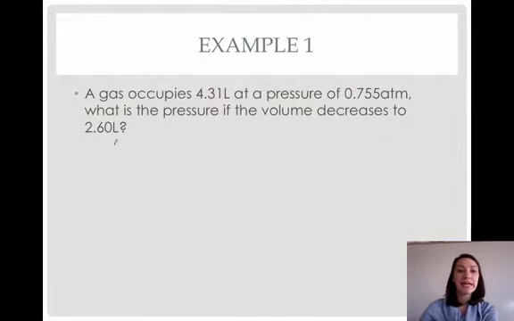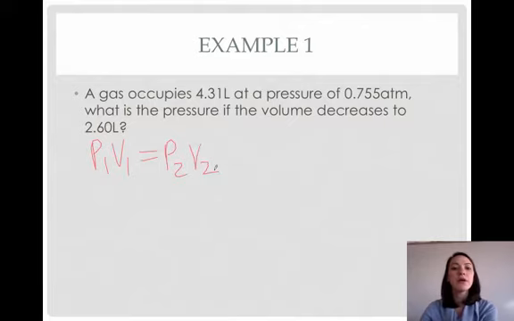So let's start by writing out Boyle's law. So P1 V1 equals P2 V2. Now we can go into our problem and circle our values.